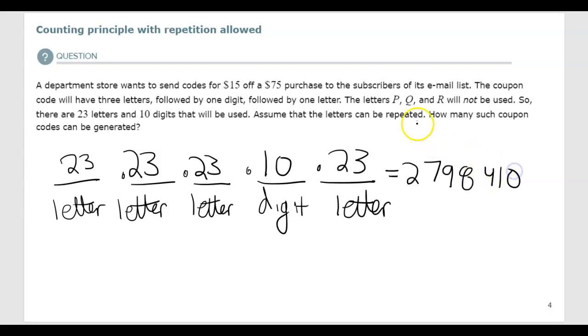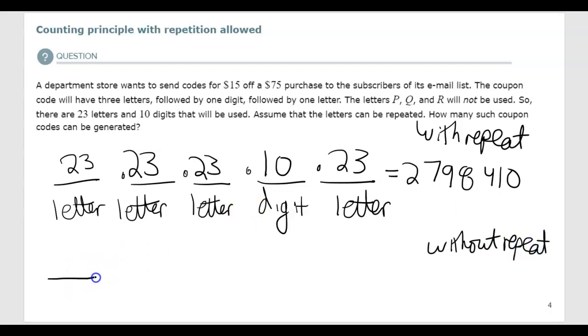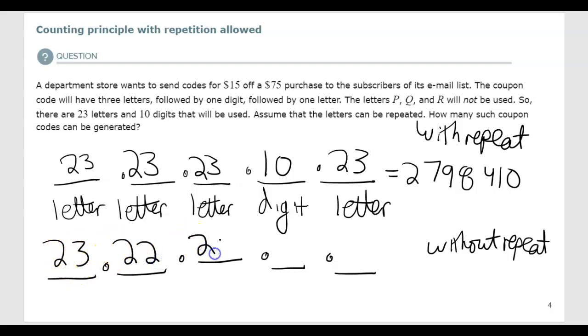So we're going to set up, this is with repeat. We're going to set up one without repeat. So what will look different about this, if I cannot repeat letters, once I use 23 letters, I've used 1, so now I only have 22 options. Then I only have 21 options, and by the last spot, I only have 20 options. So that would be what that looks like if we could not repeat.